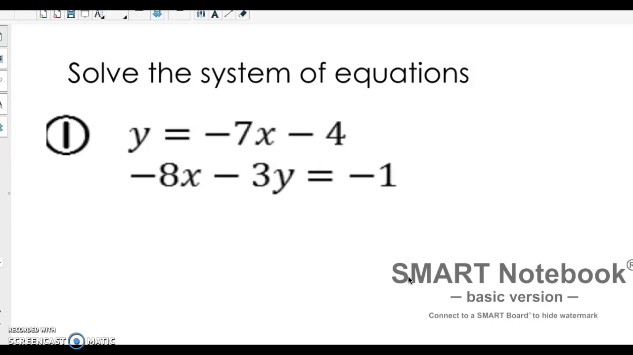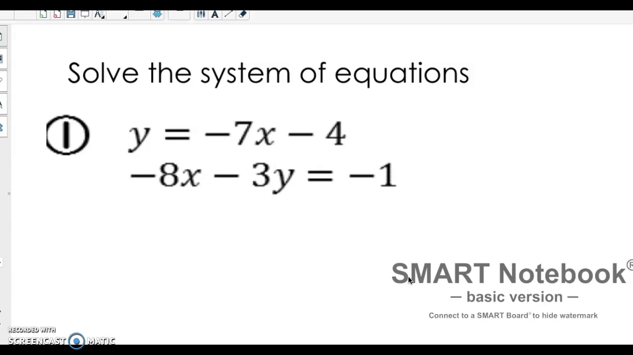would be negative 7. And then our second equation in the system, negative 8x minus 3y equals negative 1, that equation is actually in standard form. So here you notice we don't have a way to graph this one or plot points. What we're going to do here is we're actually going to solve this system by graphing it on Desmos.